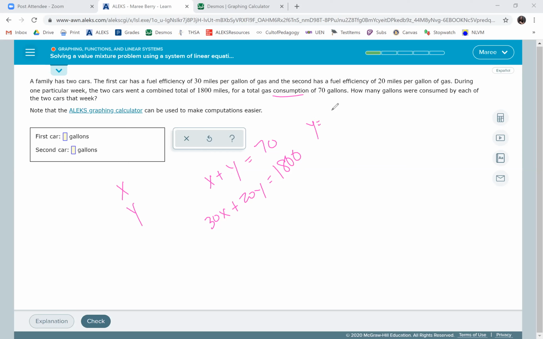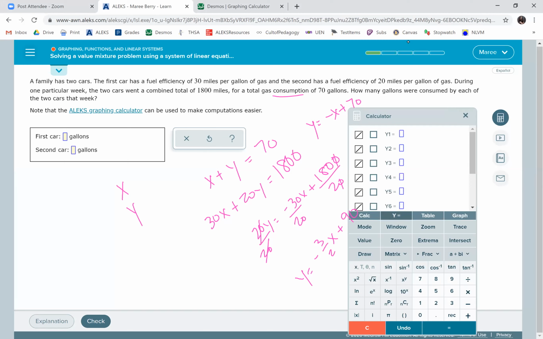So we're going to solve for Y. When we solve for Y here, we're going to divide by 20. All right, this is going to be hard for me not to reduce. So this is -3/2 X plus 90. Okay, so super quick. We'll put these in here, and this is awesome because we can do the intersection. Y equals -X plus 70. Then -3/2, do the right arrow, so you get X plus 90. And then just do intersect.